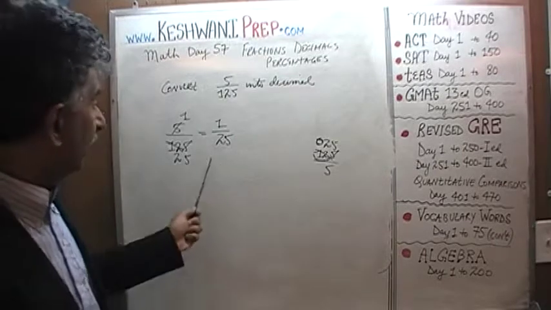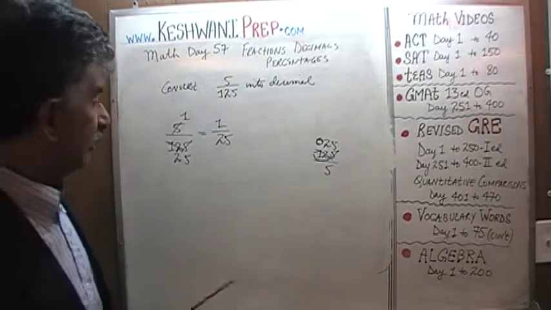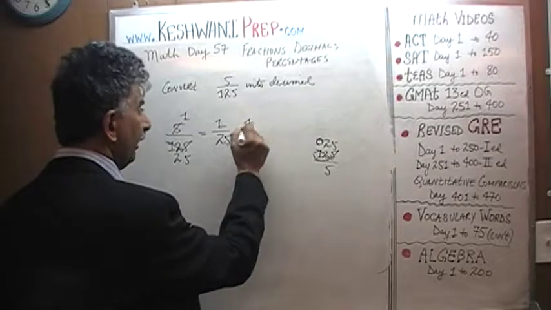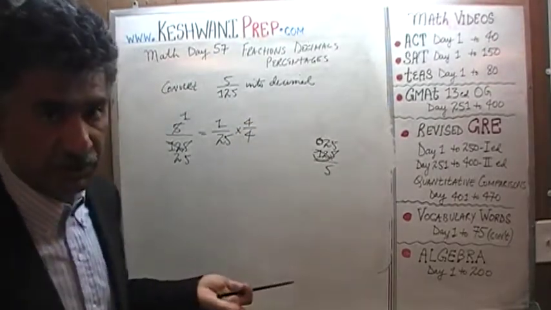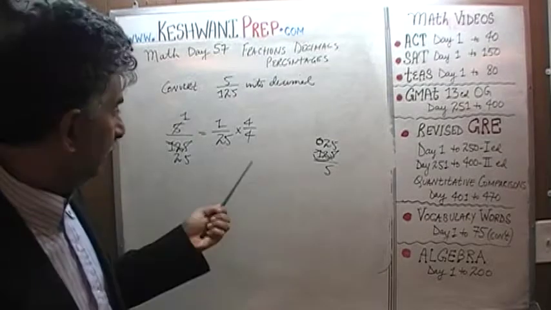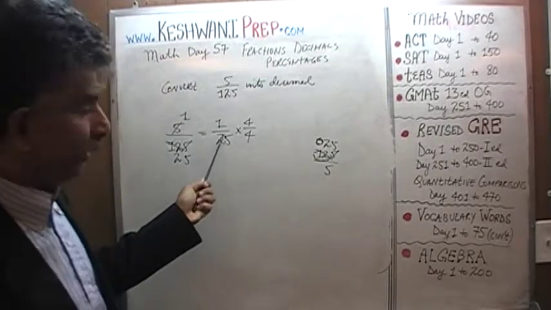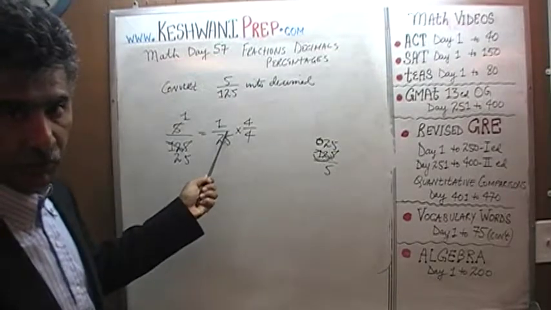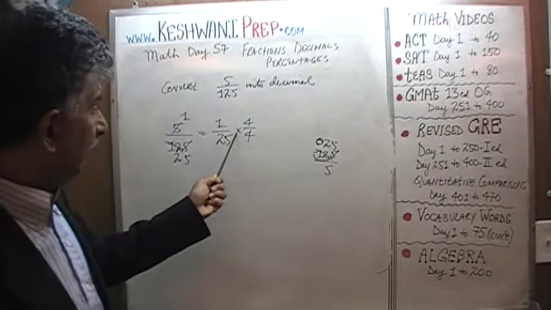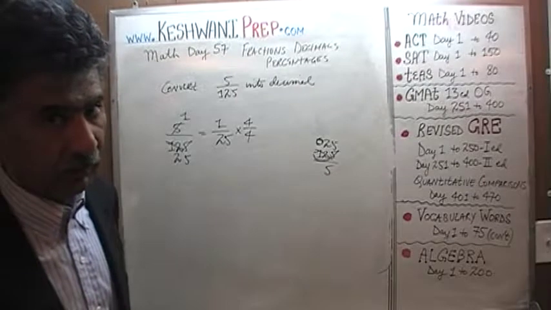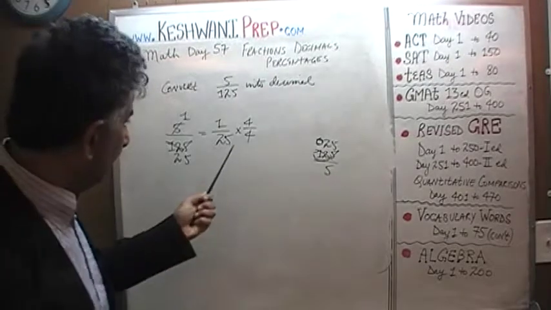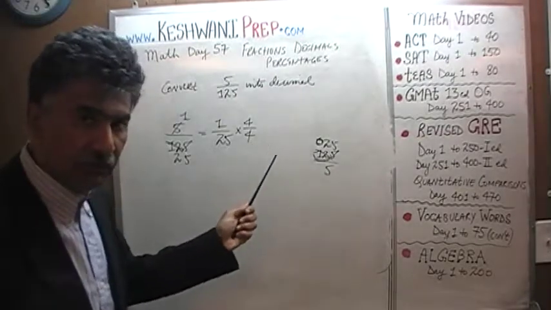And converting the bottom now into a 100 is a cinch. Let's just multiply both top and bottom by 4. If you multiply top and bottom by 4, we haven't changed anything. We're simply taking our original fraction of 1 over 25 and multiplying it by 1. 4 over 4 is 1. Multiplying something by 1 doesn't change its value. It's a very special one.